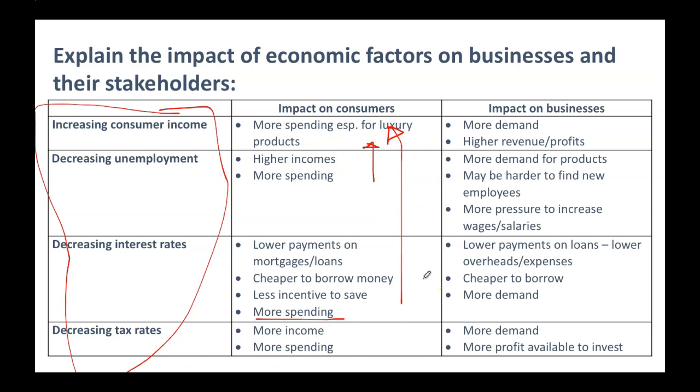For the business, it's also good because they might have loans, so they'll have lower payments on their loans, and that lowers their overheads or expenses. It means it's cheaper to borrow as well. They might be able to expand, and again, they will get more demand because consumers have got higher income. And decreasing tax rates as well. Good for consumers, good for businesses, so more income, more spending, and therefore more demand for the business. And particularly if corporation tax is reduced, they'll have more profit available to invest, and they may be able to expand and grow.